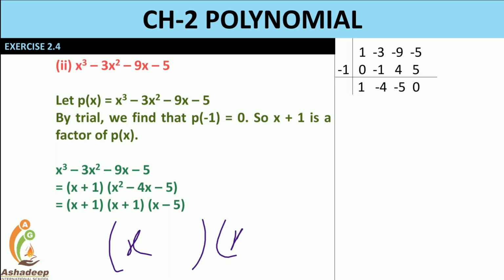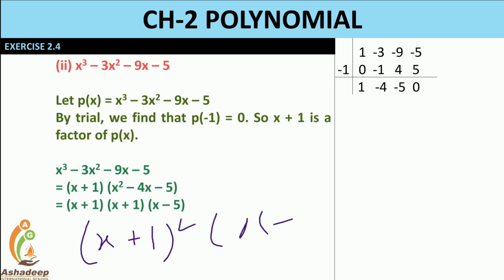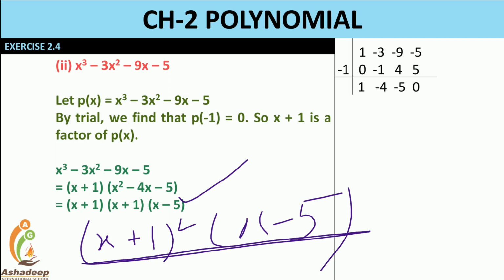Now for 5, we have to factor the 5 and get the difference 4. So 5 ones are 5, simple. Minus goes with the bigger, and the other is going to be plus. So x minus 5, x plus 1, x plus 1. If you want to write down the answer further, it is nothing but x plus 1 whole square into x minus 5. If it is asked in MCQ and the options are given like this, at that time you need to apply the logic that x plus 1 into x plus 1 is nothing but x plus 1 whole square.